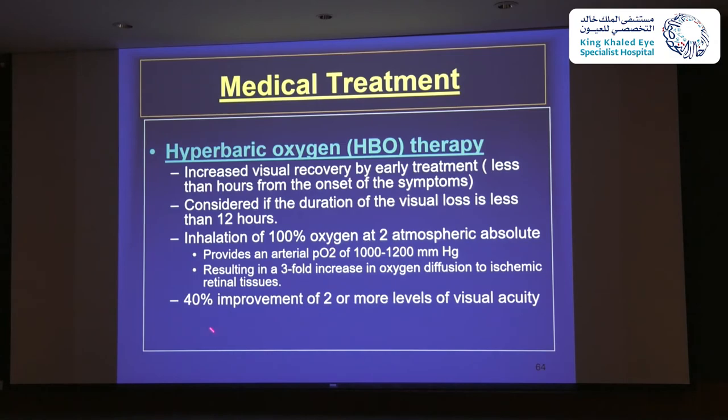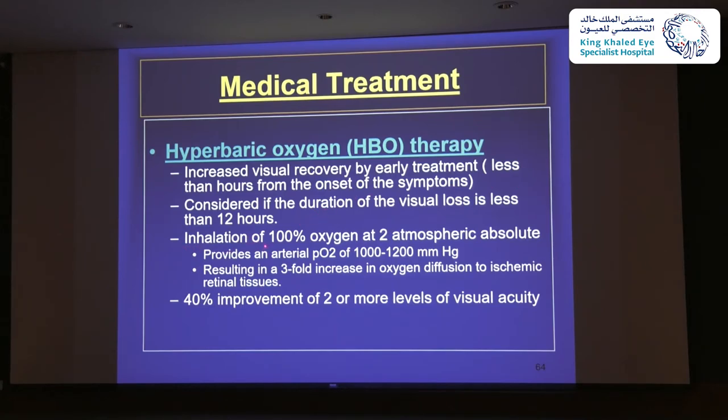Hyperbaric oxygen therapy increases visual recovery with early treatment, less than hours from onset of the symptoms. This is difficult for us. If you look in Riyadh, where we have hyperbaric oxygen chambers, I think maybe only in the military hospital they might have that. So if you have the chance to do it, you can send the patient. Nowadays, with the emergency code, 937 or 1937, it could help you to direct your patient, as we do in cardiac cath. Immediately, the patient could be sent, but put in your mind it should be less than 12 hours.